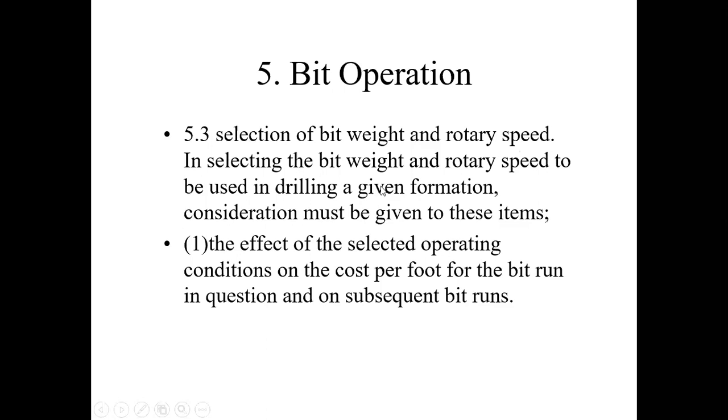And the selection of bit weight and rotary speed: what kind of bit weight you should select and what kind of rotary speed you should select. This information is already given by the bit company. Those who made the bit have all the data and all the tables they give you. And you can also do the cost per foot analysis, as you saw in the formula I have given here and the example that we solved. You can do your cost per foot calculation based on the data provided by the drilling bit company.